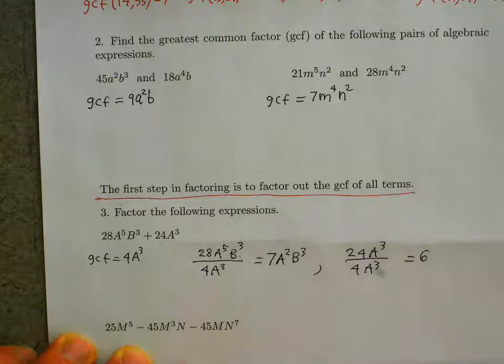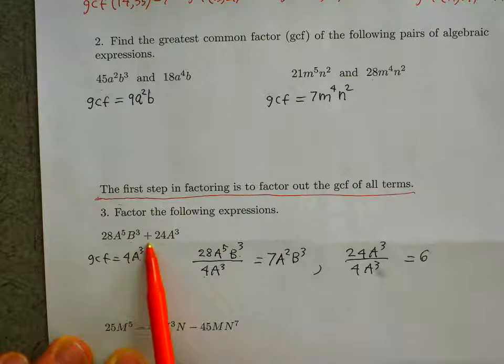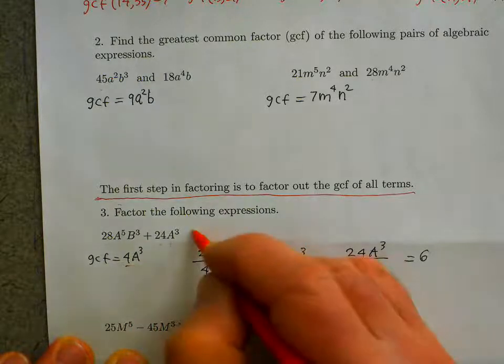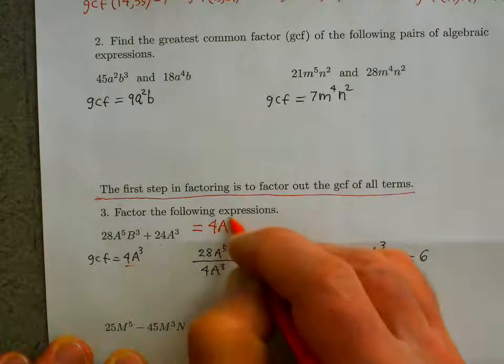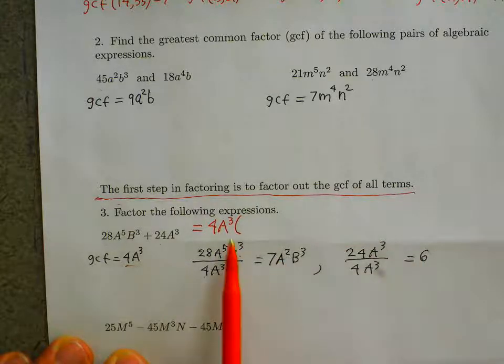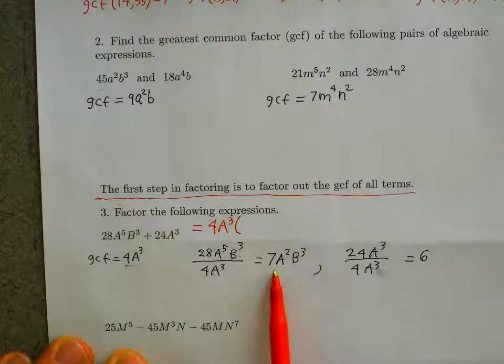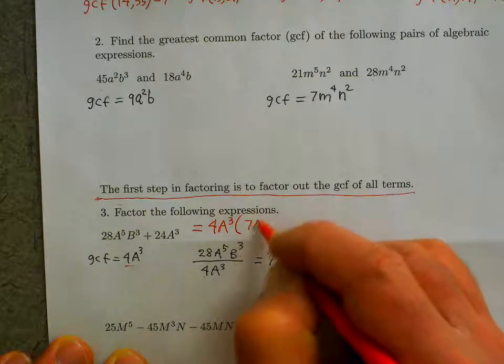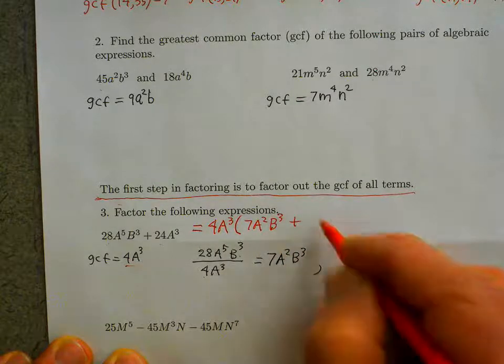Okay, so the idea is when we factor 28a to the fifth b to the third plus 24a to the third, we factor out the greatest common factor, 4a to the third, and then we multiply 4a to the third times the quantity that we get by adding these two terms. So 7a to the second b to the third plus 6.